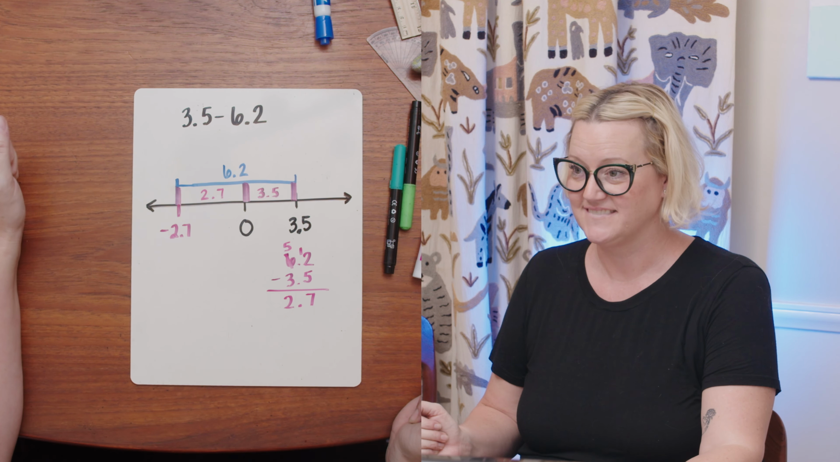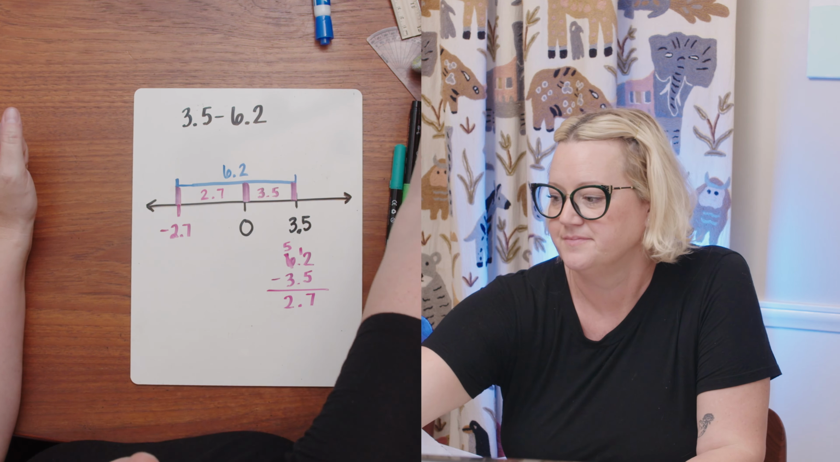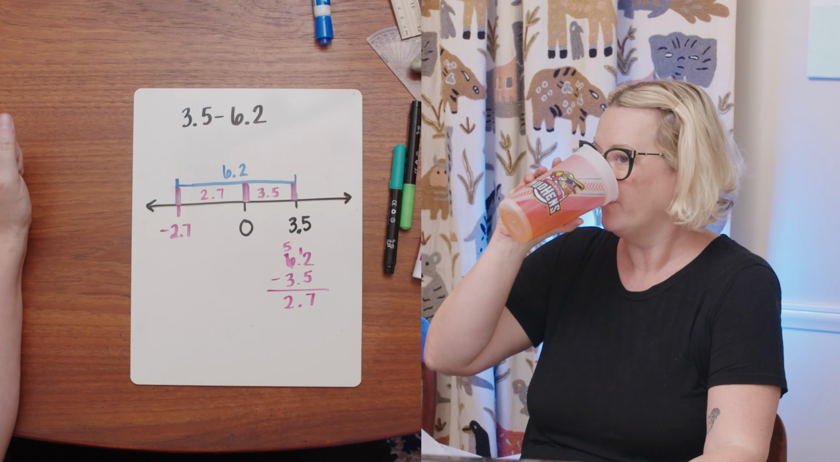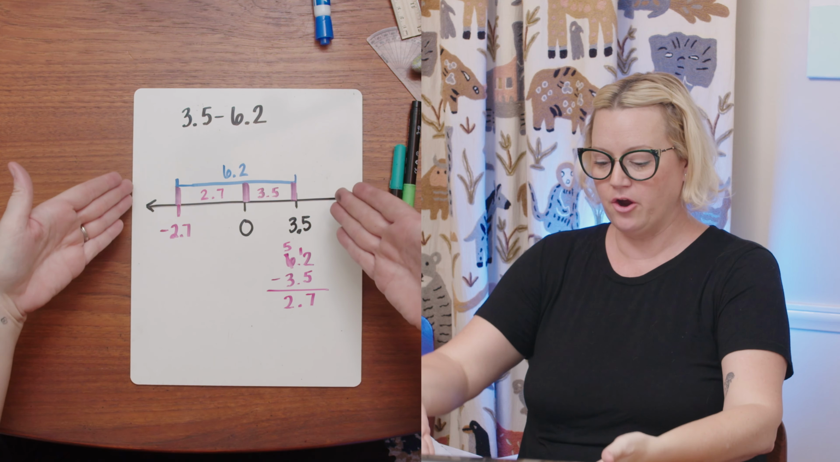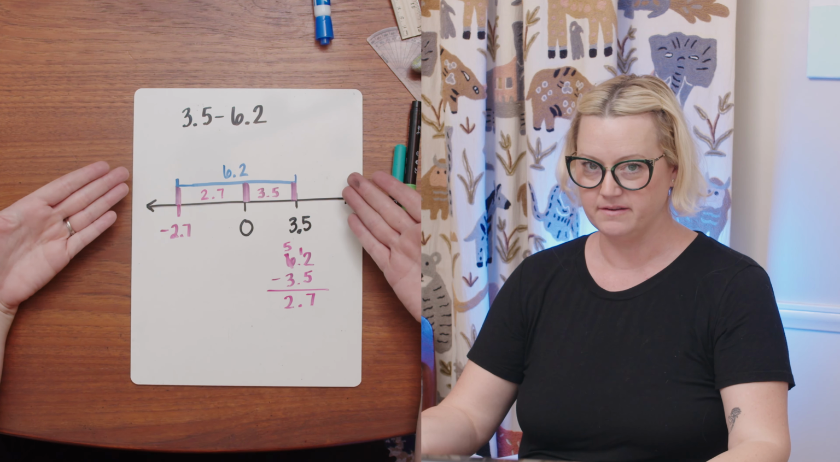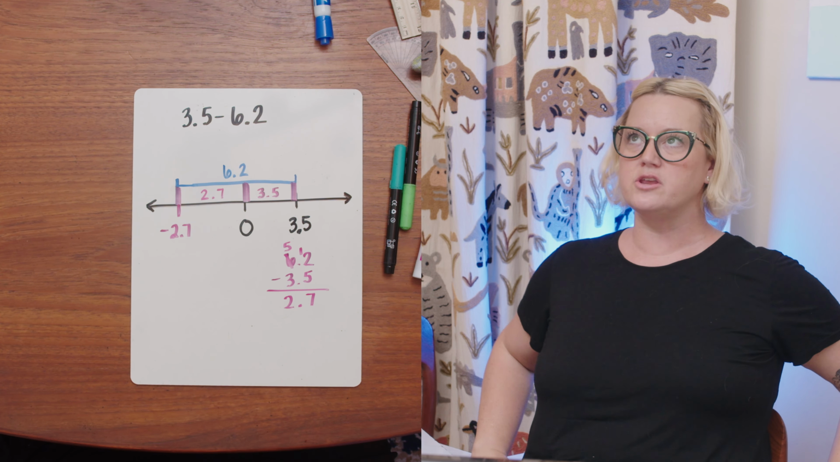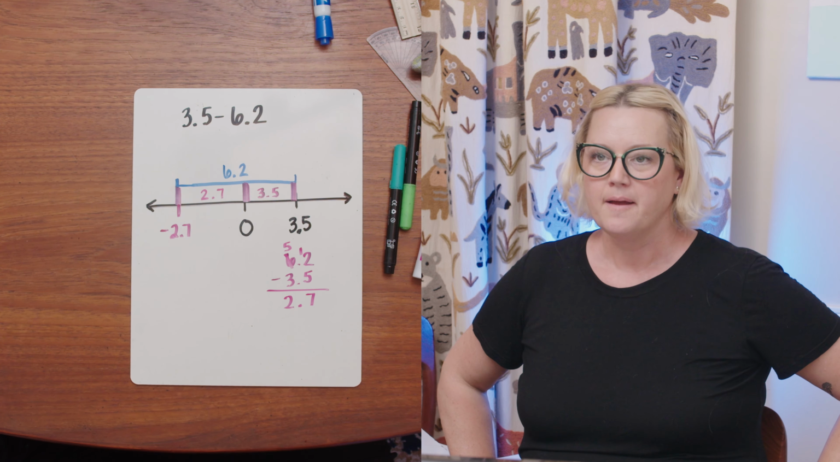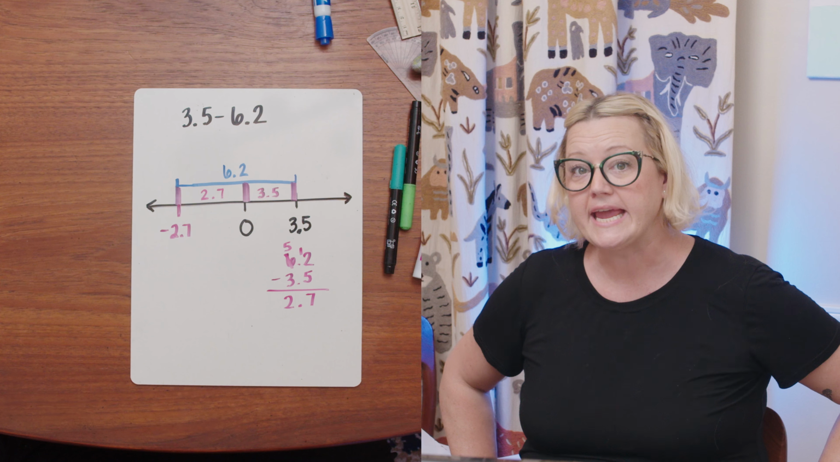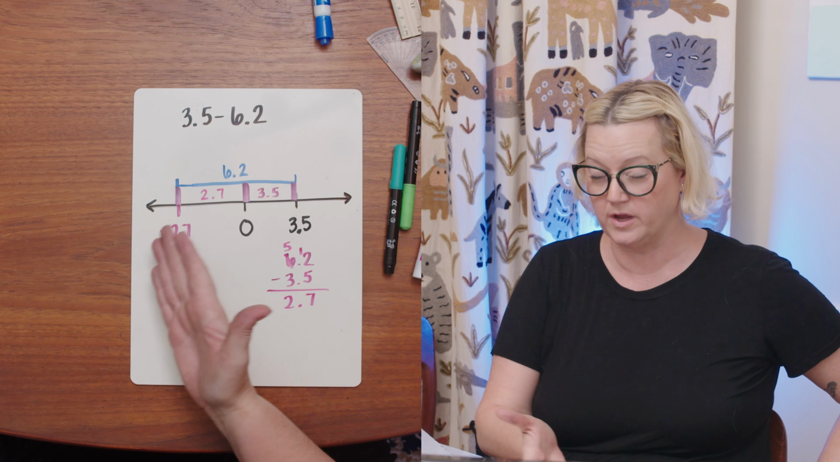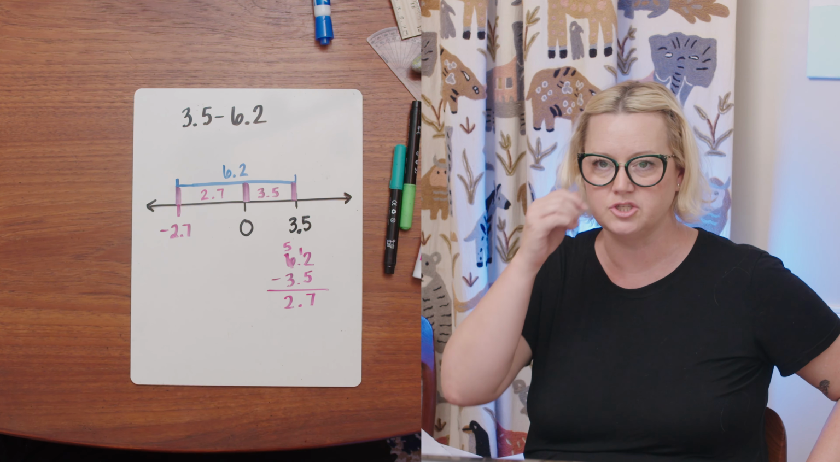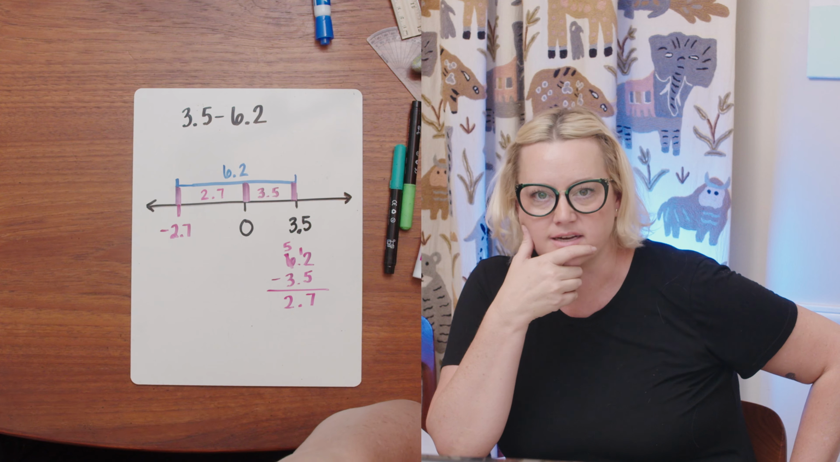We have a commenter, Blueberry, who said, could you just do 6.2 minus 3.5 and then make that a negative? Yes, you can. But here is the reason why you can do that. You don't want to just be like, oh, if you're subtracting that, then you just do it and you make it negative. But if somebody asks you why is that, and you can't really justify it, it's going to be hard to use it in different contexts.